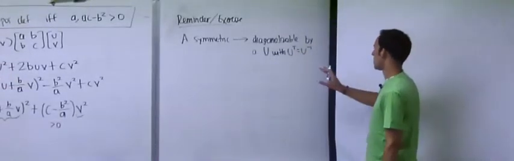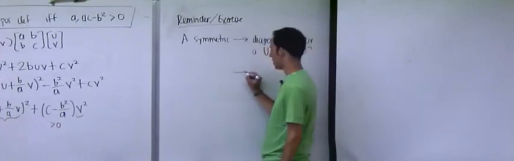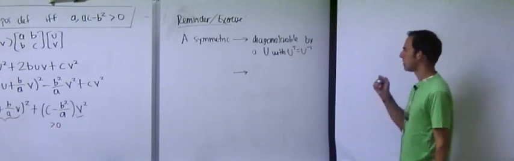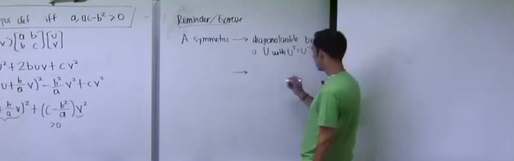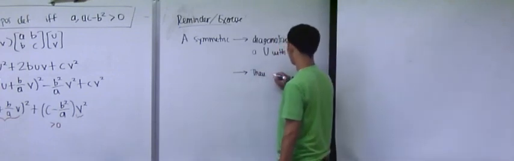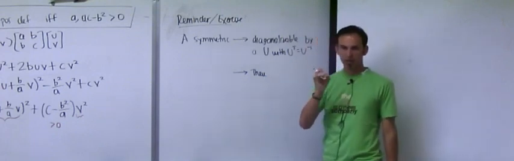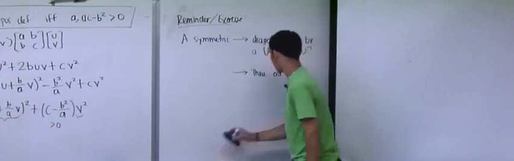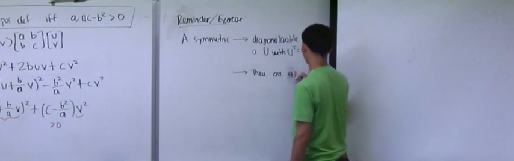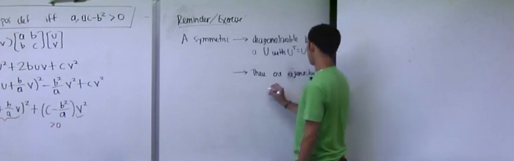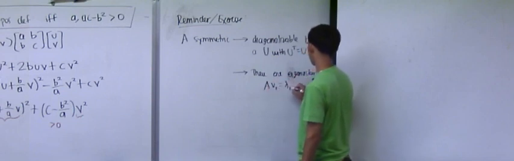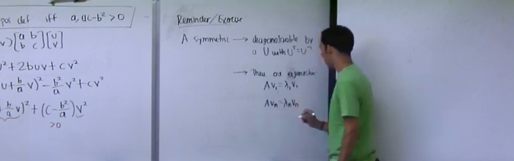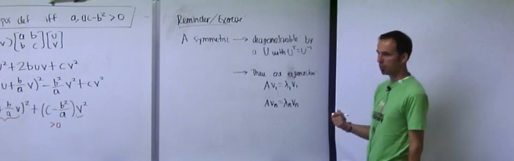So let me say this in an equivalent way, which is going to be maybe clearer and easier. If you have a symmetric matrix, then there's basically a basis of eigenvectors. Okay, so there are eigenvectors like this, which are actually orthonormal.